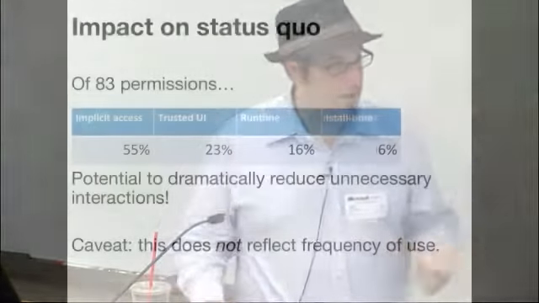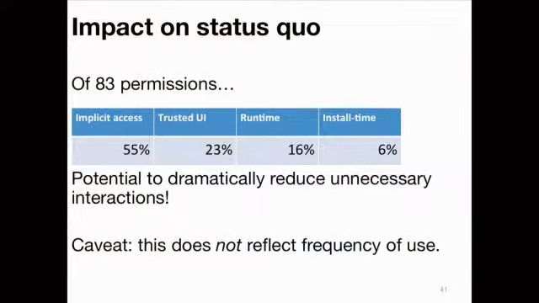So using this model, we went back and looked at our list of permissions. What we found was that the majority of them could simply be done away with and replaced with audit mechanisms. We found that about a quarter could also be replaced with trusted UI. And at the other end of the spectrum, there are the install time warnings. Now, recall that on Android, that was 100%. We've now reduced that to 6% by applying this model. So this could dramatically reduce unnecessary interactions.